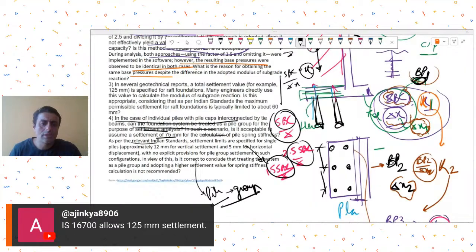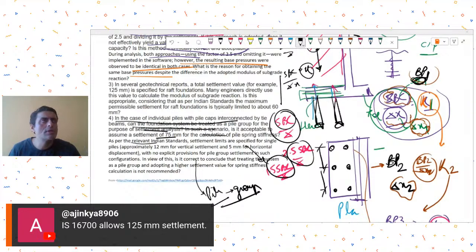Mr. Ajinkya is saying IS 16700 allows 125 settlement. Yeah, that's fine. That's for tall structures, very tall structures, unconnected, with basements, etc. Maybe they are allowing 125, but generally it's a pretty high value, right? For tall structures, 50 stories, 30 stories, maybe because you are not able to manage, I guess they are allowing 125 settlements.